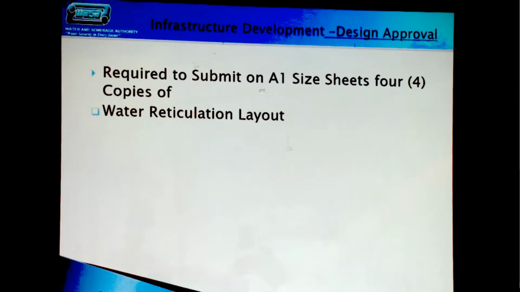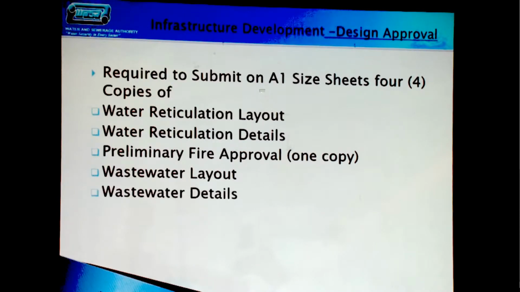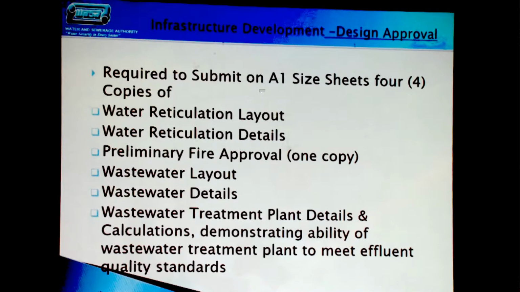You submit 4 copies of the water reticulation layout, 4 copies of water reticulation details, 1 copy of the preliminary fire approval, 1 copy of our wastewater layout where applicable. 4 copies of the wastewater layout and 4 copies of the wastewater details, wastewater treatment plant details, and calculations, etc., demonstrating that the proposed wastewater treatment plant, where required, has the ability to meet the effluent quality standards that are required. And in this instance, that would be the Water Pollution Rules 2001, right?